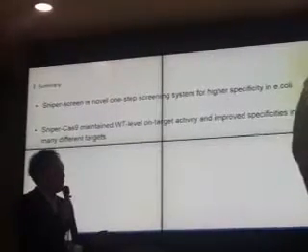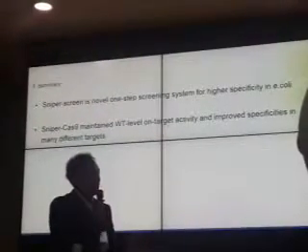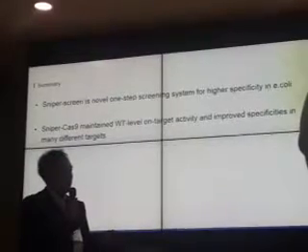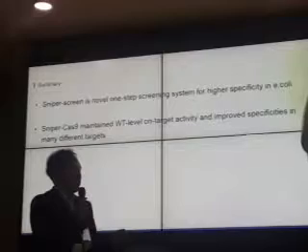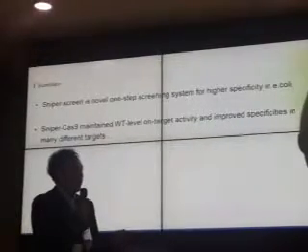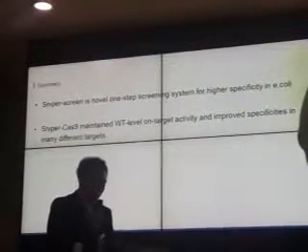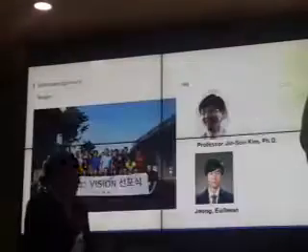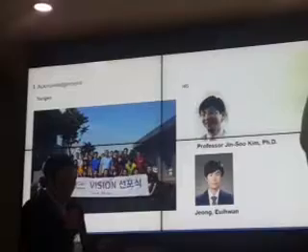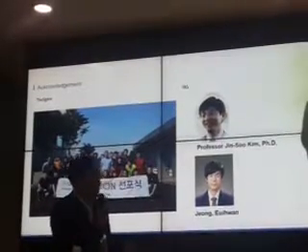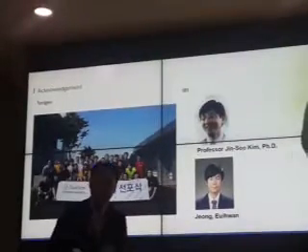So here's a summary. Sniper screen is one novel one-step screening system for high specificity in E. coli, and also the Sniper Cas9, which we found, maintains wild-type on-target activity and improves specificity in many different targets. With that, I would like to thank the rest of the Toolgen members, and also Professor James Kim and Wei-Hwan Jung, who did all the comparison tests. Thank you very much.